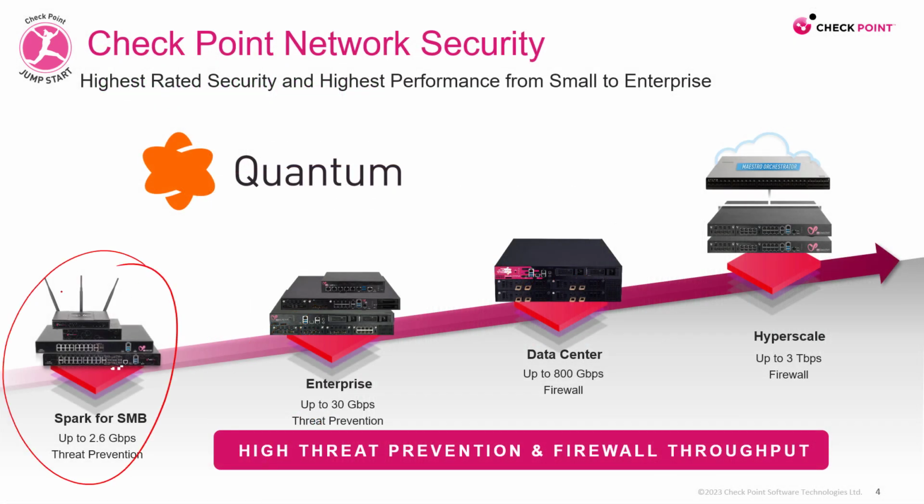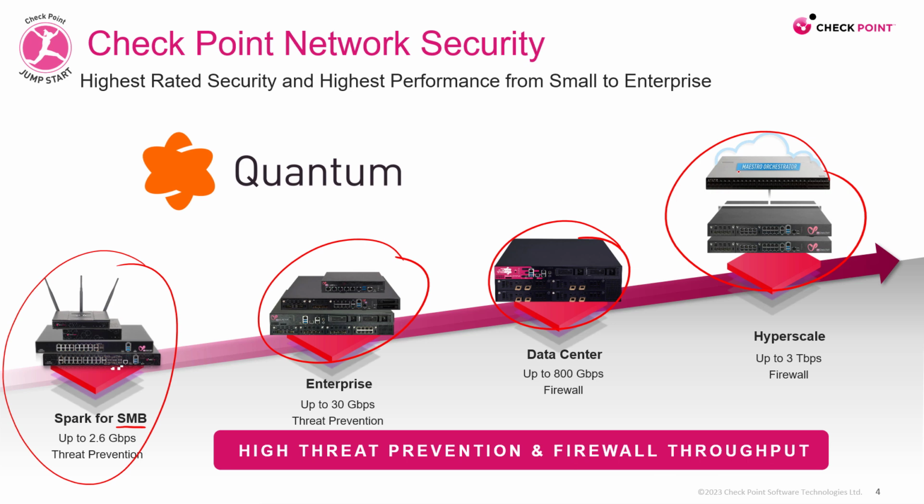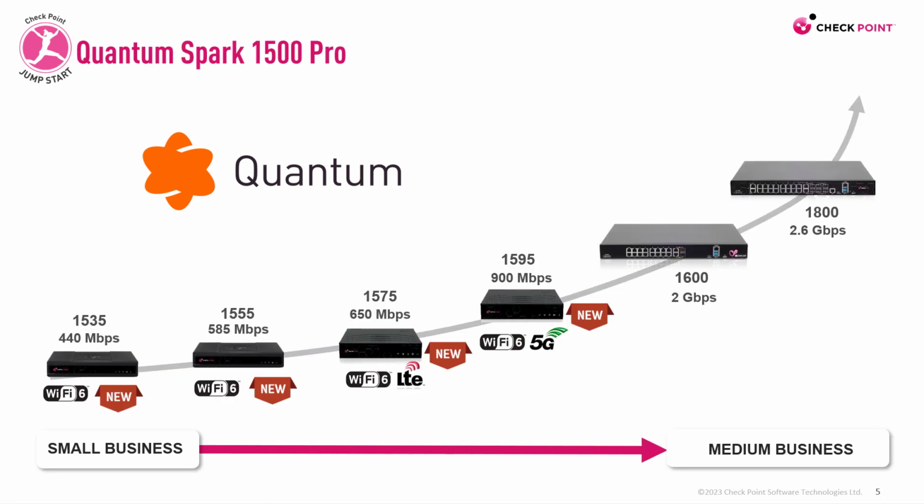So Quantum Spark is an appliance suitable for the small and medium business. Because if you have a bigger organization, you might go with one of our bigger appliances. It depends, for example, on the throughput and the blades you want to enable. So Quantum Spark is right here. And if we zoom in on the small to medium businesses appliances, we can see these beautiful appliances. For example, the 1535, which can support up to 440 megabit per second and supports Wi-Fi 6. And up to the 1595, which can support 900 megabit per second, Wi-Fi 6, and a 5G network. Amazing.